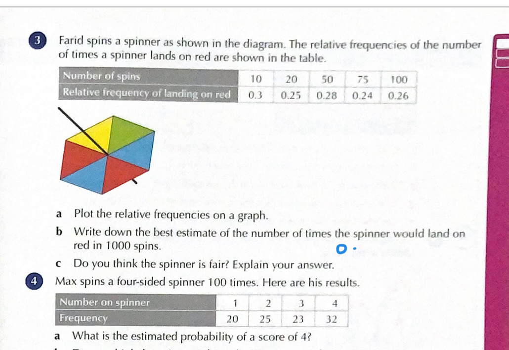Write down the best estimate for the number of times the spinner would land on red. Now I need to find the number of times. So 0.26 is the experimental probability. If you spin this 1,000 times, multiply 0.26 by 1,000, which equals 260. So to find the expected number, multiply the probability times the total number.